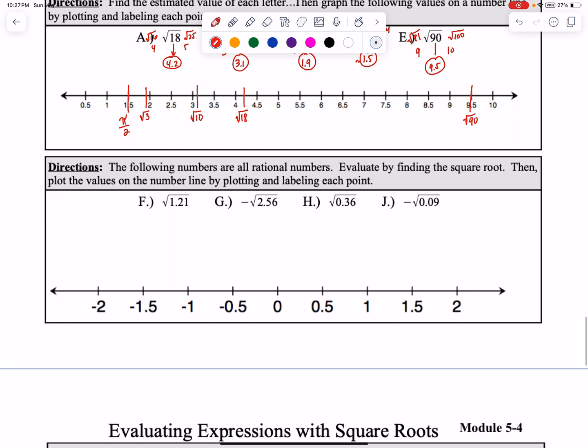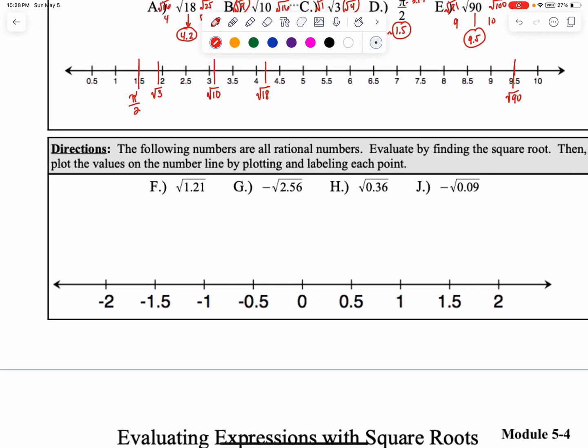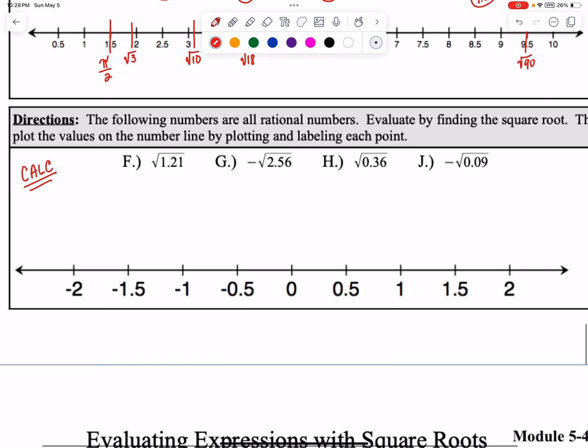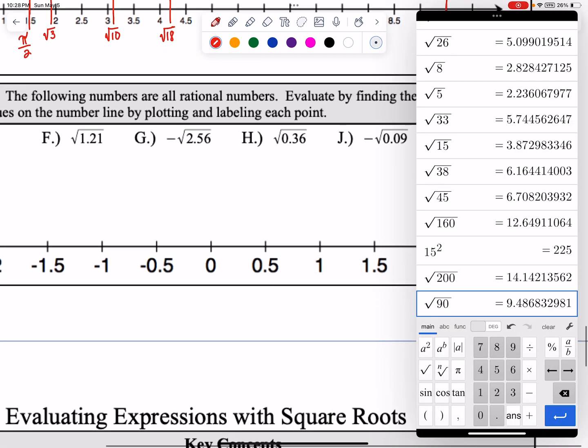All right, let's go ahead and move to the next one. These are all rational, they're letting you know. Evaluate by finding the square root, okay? Then plot them on the number line. So for these ones, we're actually gonna go ahead and do it with a calculator, okay? Because it doesn't say to estimate, so we're gonna go ahead and calculate these ones. So let's get practice plugging those in.